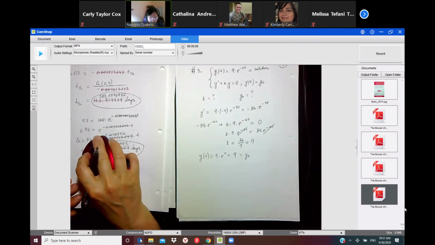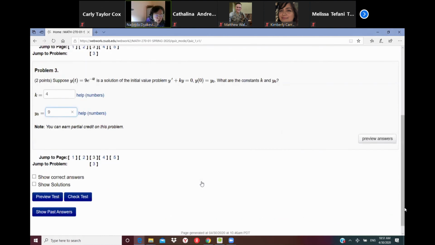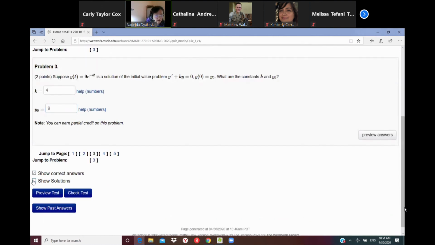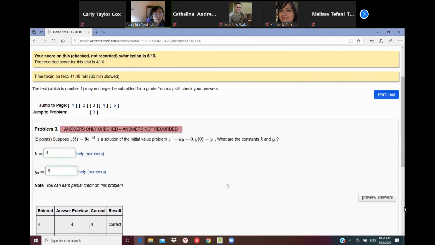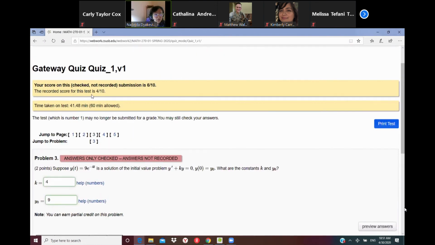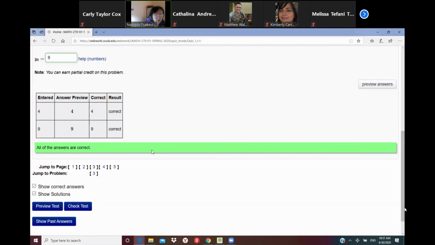Now we're going back to our quiz. Actually, it's too late to type now because the test has been submitted, but it's okay. We can at least check the solution. So show correct answers and solutions. Let me see what happens if I just click on check test. Well, it says correct, but the score is still the same, right? 4 out of 10, because I submitted the first time and that was the score.